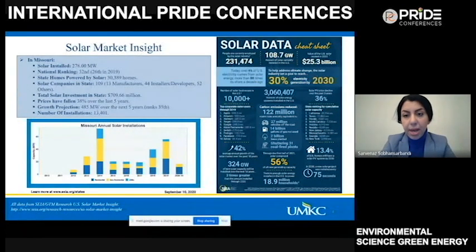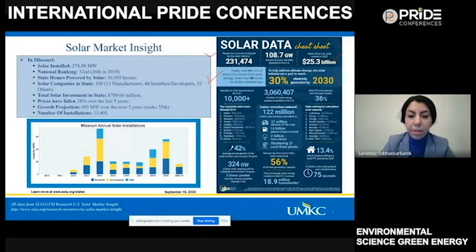So in the United States, we have around 108 gigawatts of solar power already installed, and we are expecting the value of the US solar market in 2020 to be $25 million. We are predicting that there will be growth over the next 10 years. By 2030, we would have 30% of electricity generated by solar. Nowadays, over 4% of US electricity comes from solar energy, which is more than 80 times its share a decade ago.